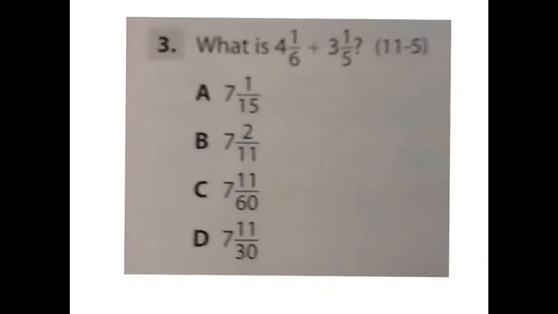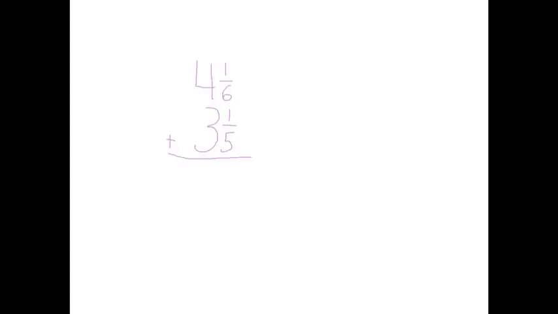What is 4 1/6 plus 3 1/5? A, B, C, or D? So, first, to add this problem, you need to start by adding the fractions. Of course, in this problem, we do not have the common denominators. So, what we need to do is make some. The first common multiple of 6 and 5 would be 30.